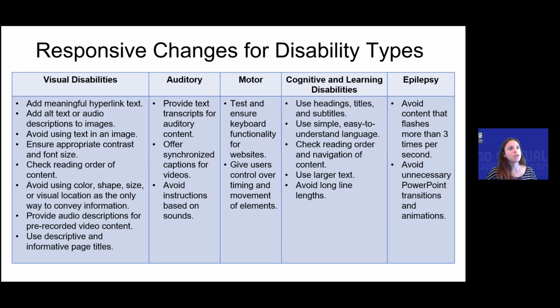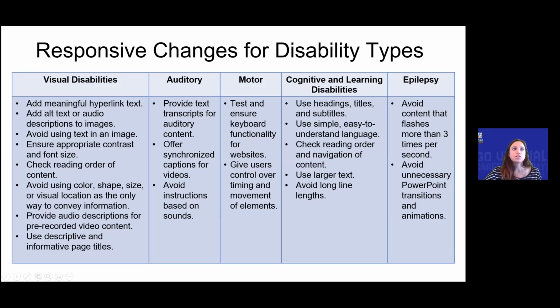If you have students with learning disabilities, using those headings and titles and subtitles is very helpful to give them a structure that they can use as they're navigating through a document. Creating simple and easy to use language is really important as well. The simpler your language is, the more students will be able to understand. Make sure that you have logical navigation and reading order for your content. If you can, use larger text for whatever you're conveying, and try to avoid long lines. The longer a line, the easier it is to get distracted as you read it. So if you can make lines shorter, that's great.